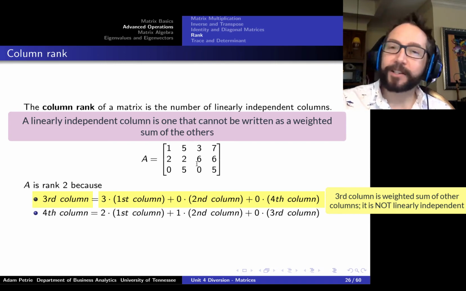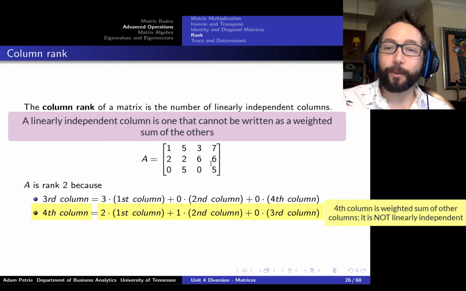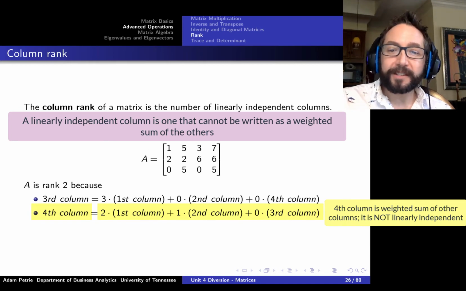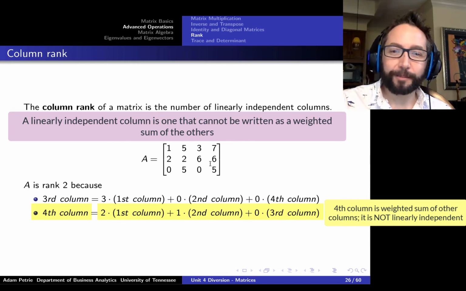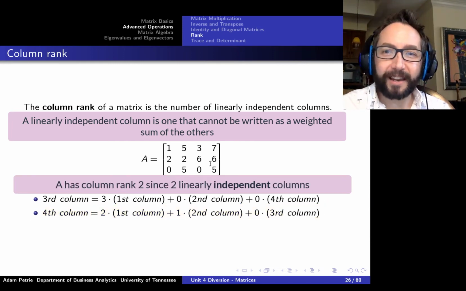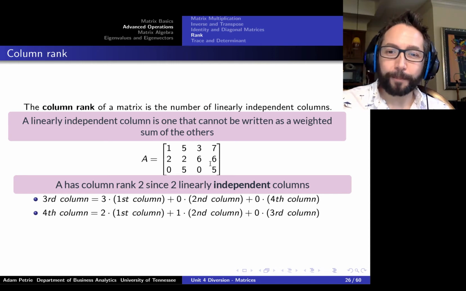So I can get the values in the third column from the other columns. They're not linearly independent. Likewise, the fourth column here, I could get that by taking 2 times the first column, adding 1 times the second column, then plus 0 times the third column. So in this case, I have two columns that are just weighted sums of the other columns. So we would say that this has a column rank of 2. These two kind of stand alone by themselves. There's only two columns that I can't get by just taking weighted sums of the others.